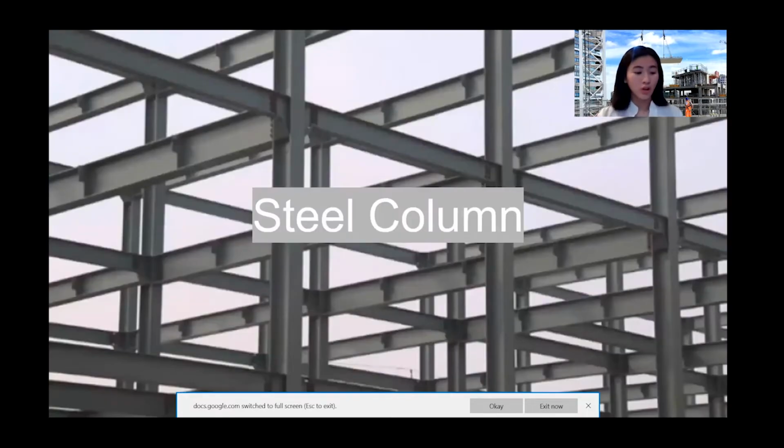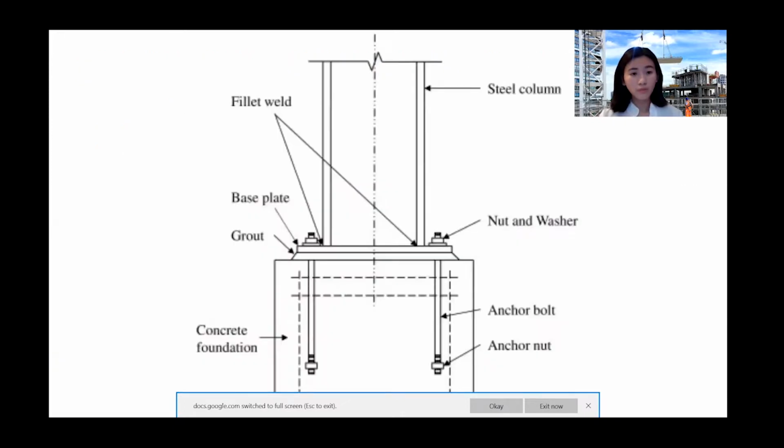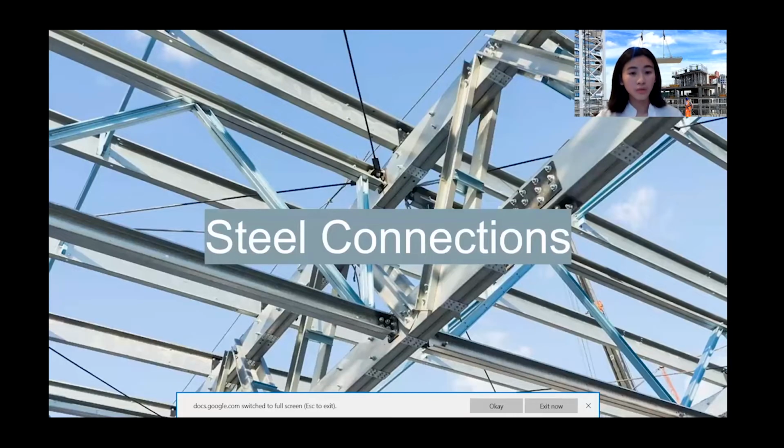Moving on to steel columns. Steel columns have good compressive strength, but have a tendency to bend under extreme loading. This can be due to their length, cross-sectional area, method of fixing, and shape of the section. So this is a sample drawing of a steel column.